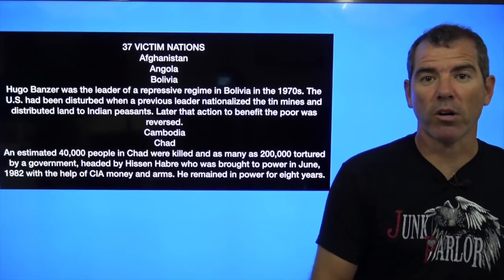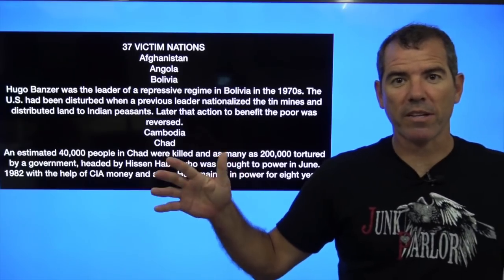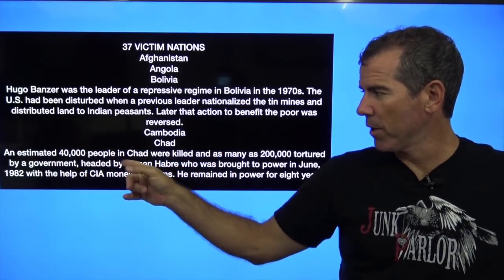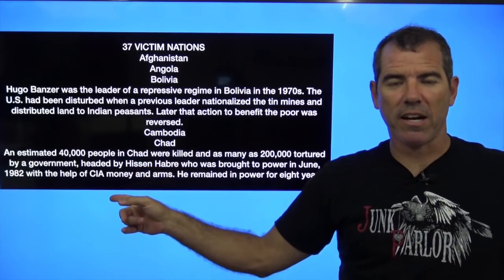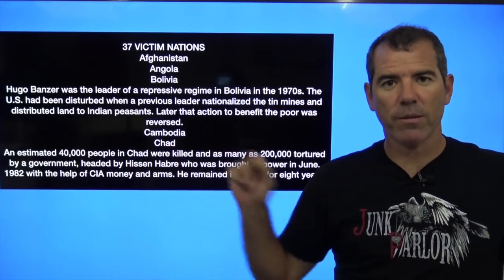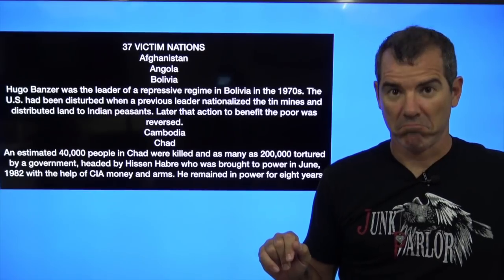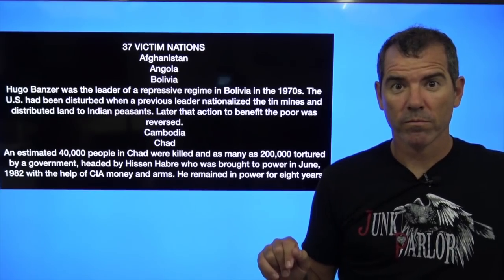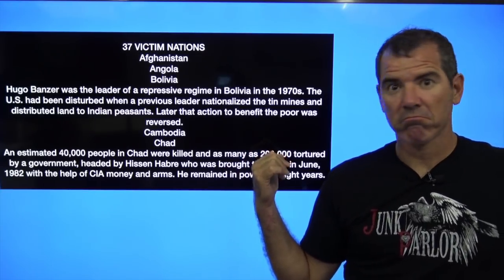So next time you're at a baseball game, baseball games usually get about 40,000 people. Just imagine all those people killed by some lunatic that the CIA helped. Just the next time you're at a baseball game. Okay? 200,000 people.